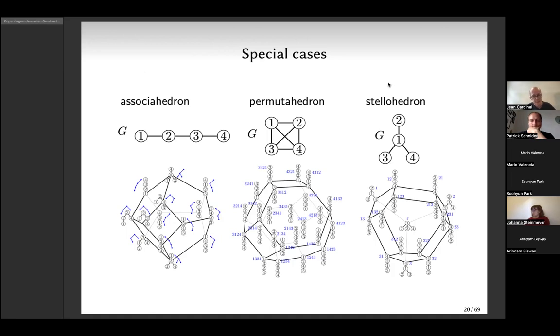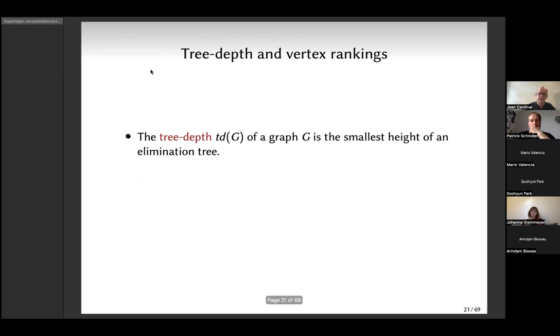And there's a name for the one that you get when G is a star. It's called the stellohedron. We'll come back to this one. So, nice special cases. The diameter of the permutohedron is n squared. The diameter of the associahedron is roughly 2n. We saw this. The diameter of the stellohedron will turn out to be 2n. So we'll look at the diameter of those things.